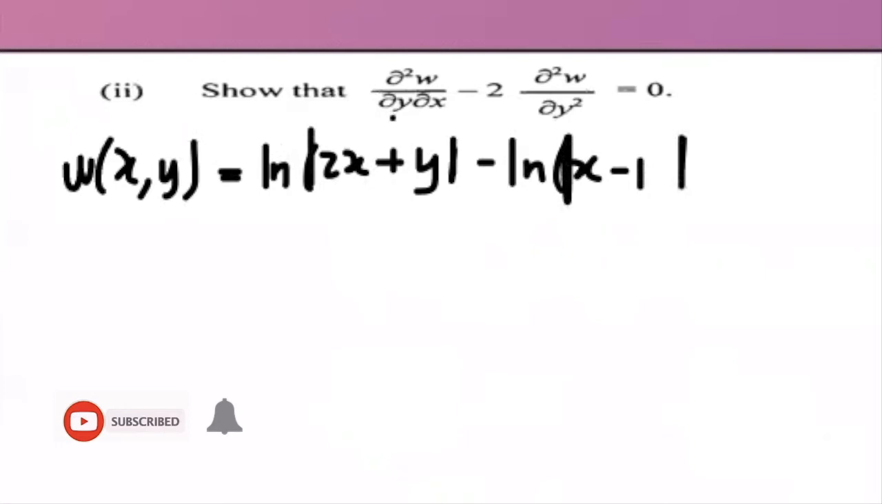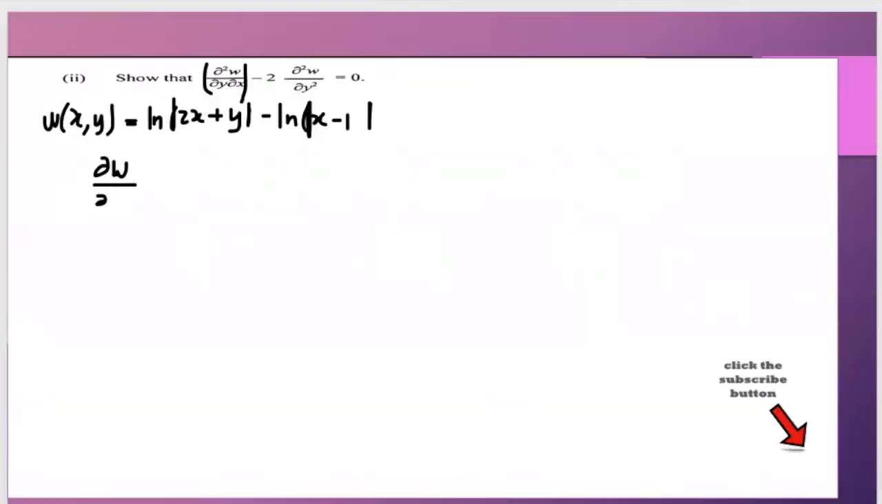Now, let's look at the first part. I am going to first find the partial derivative with respect to y. That's what I'm going to find first. So the partial derivative with respect to y means I am differentiating, and where I see y.